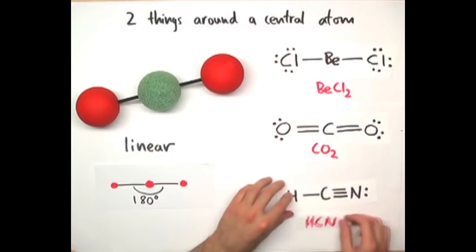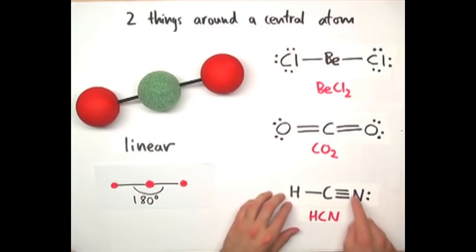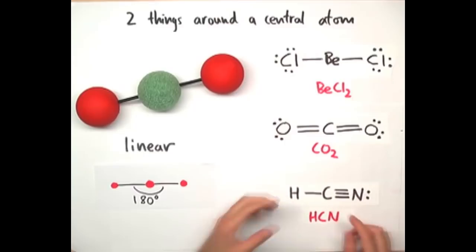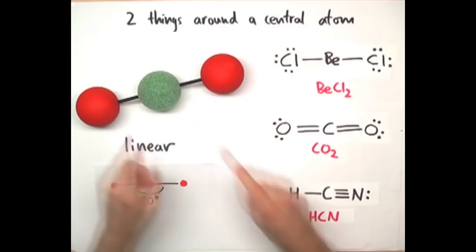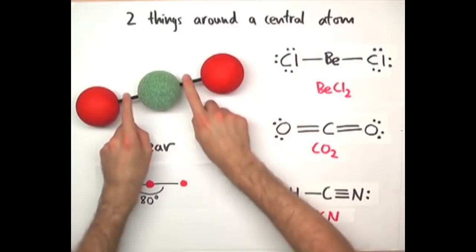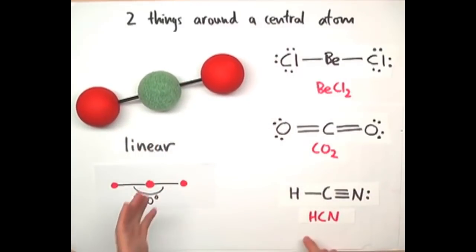Okay? Just to drive this point home, triple bonds are the same thing. We've got a triple bond here and a single bond here. I just consider this to be 2 things around a central atom, 1, 2. So HCN is going to have this linear shape as well, with these 2 bonds being 180 degrees apart.